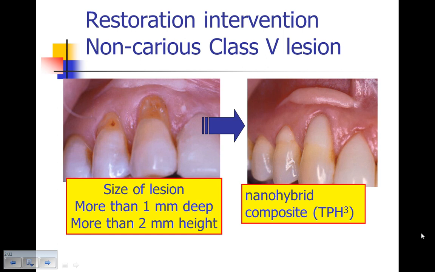Restorative intervention for non-carious cervical lesions for Class Vs is dependent upon the size, more than 1 millimeter deep, more than 2 millimeters in height, as you see here on these two teeth, on the first premolar and on the maxillary canine. And these have been restored with a nanohybrid composite resin, TPH3.